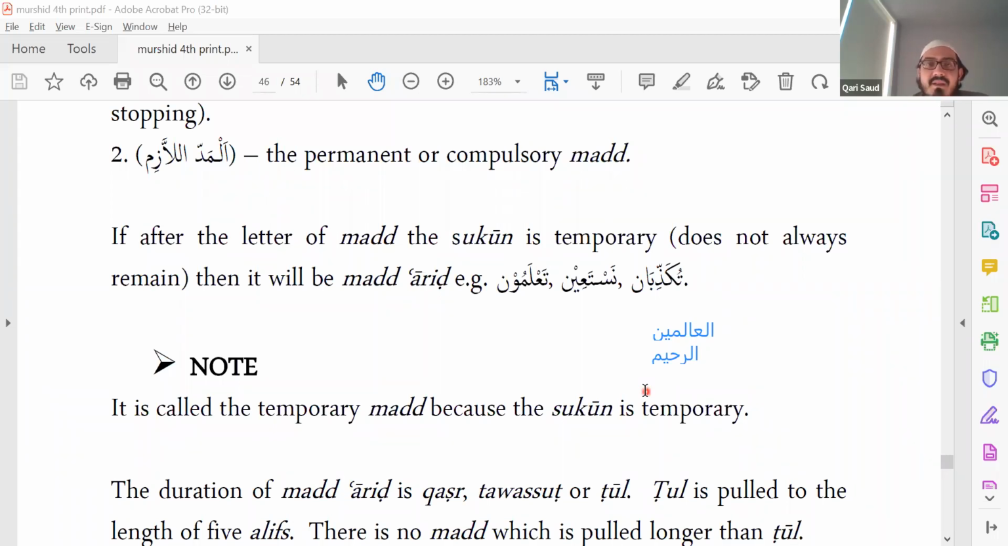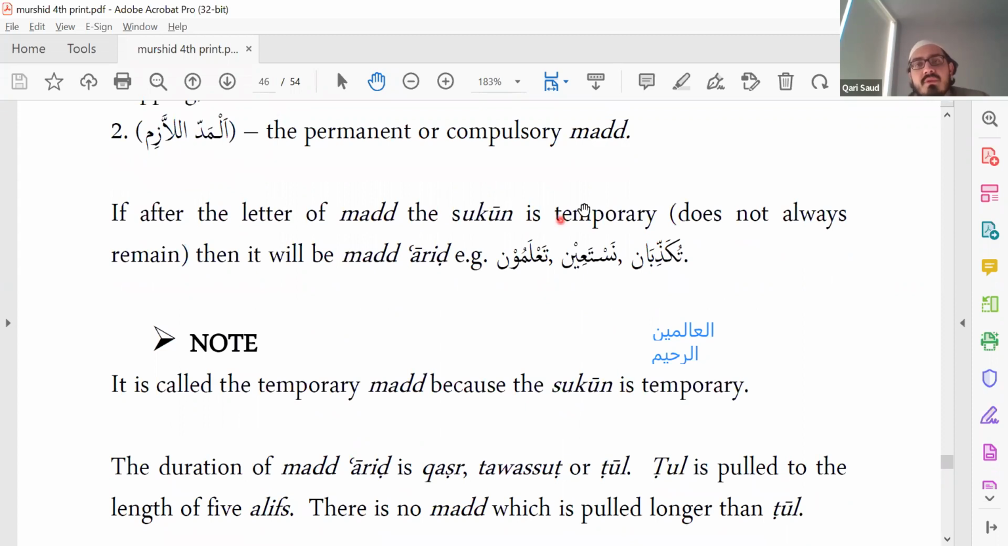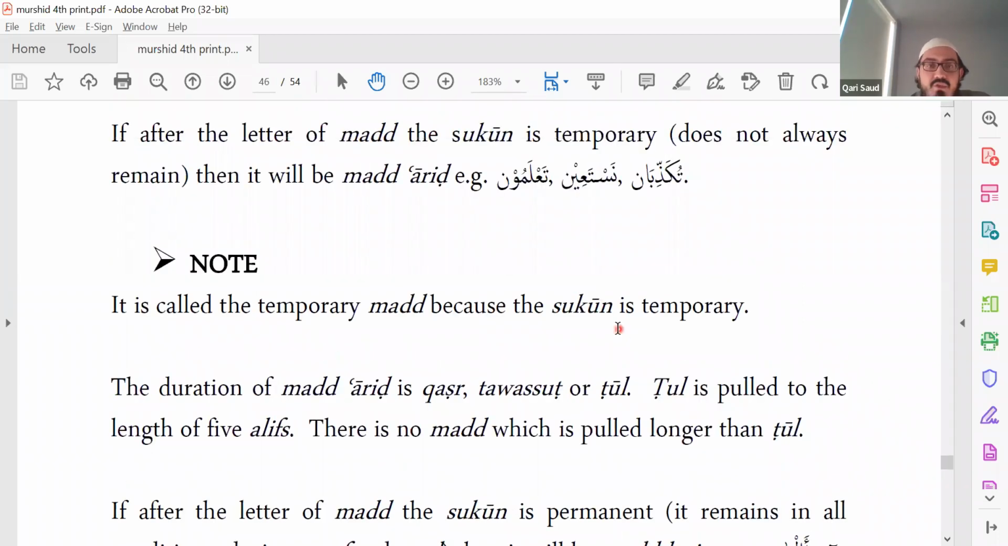But if you stop on it, then you make it into a waqf. That's why it's called temporary. Because if you stop on it, it's conditional. It's due to waqf or stopping. So ta'lamun, you can say ta'lamun and continue. Nasta'in, or you can say nasta'inu dinas and continue. Tukadhiban, or you can say tukadhibani and continue. So it is called the temporary mad because the sukoon is temporary, because you made it a sukoon. It wasn't always there, because it's actually nasta'inu and ta'lamuna and tukadhibani.